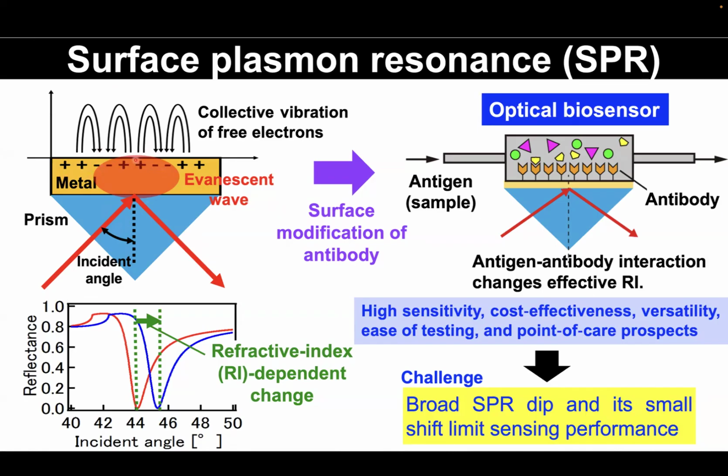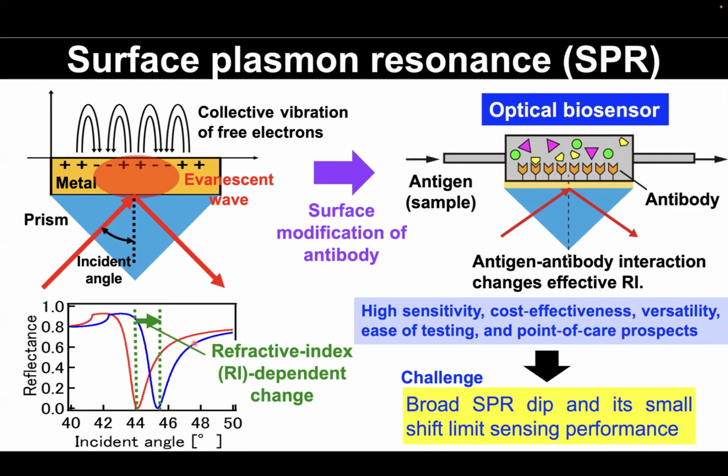This results in conversion of light energy into surface plasmon energy. When the reflected light is measured with respect to the incident angle, it sharply decreases at this resonance angle, like here. This is the SPR dip.